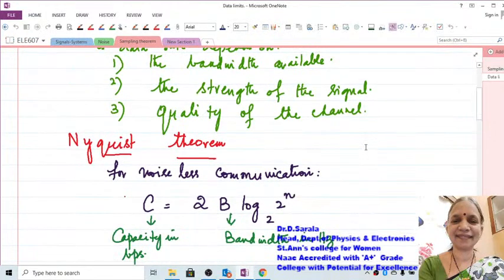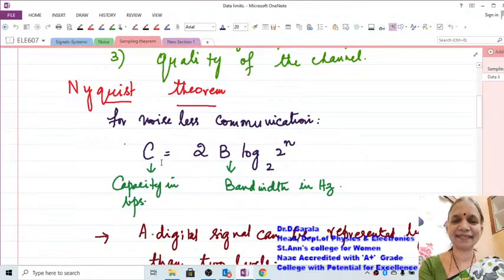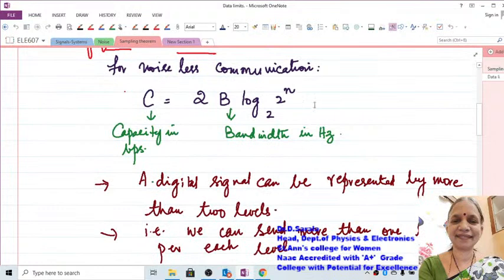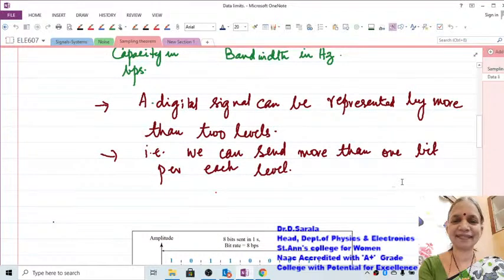There is something called the Nyquist rate we have seen in the earlier session. Now the Nyquist theorem says that for noiseless communication, the capacity is given by C = 2B log2(2^n), that is, 2B log base 2 of L. C refers to the capacity in bits per second, B the bandwidth in hertz, and n refers to the number of levels. A digital signal can be represented by more than 2 levels. That is, we can send more than 1 bit for each level.